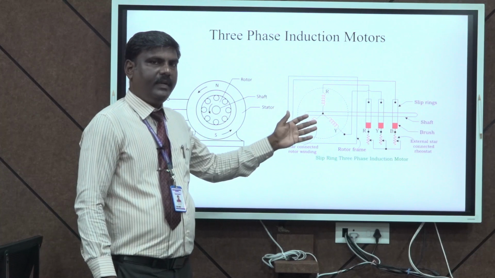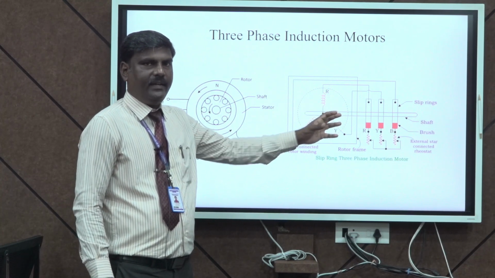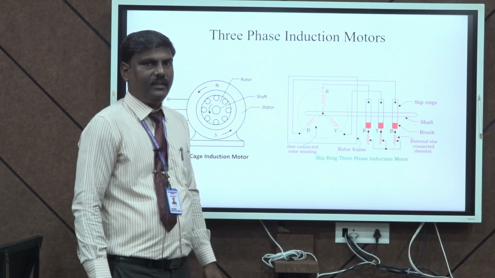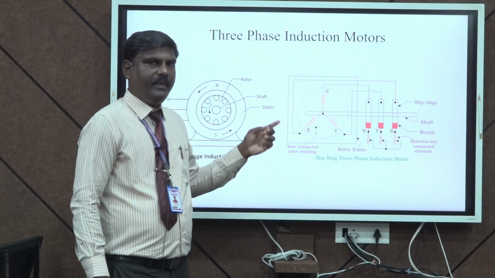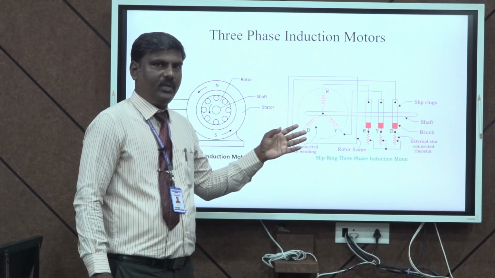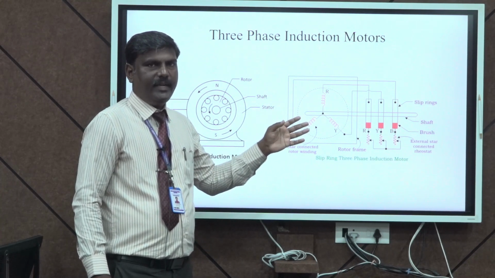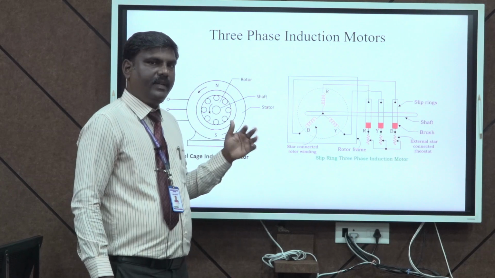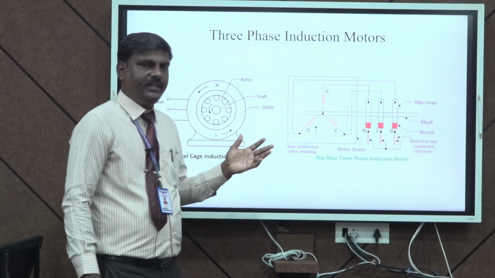The biggest drawback in the slip ring induction motor is the presence of slip rings and carbon brushes in the rotor, so it will create a spark. Maintenance of the slip ring induction motor is also difficult, as with a DC motor. That's why its application is limited to certain areas, whereas the squirrel cage induction motor is used in a variety of applications in industries.